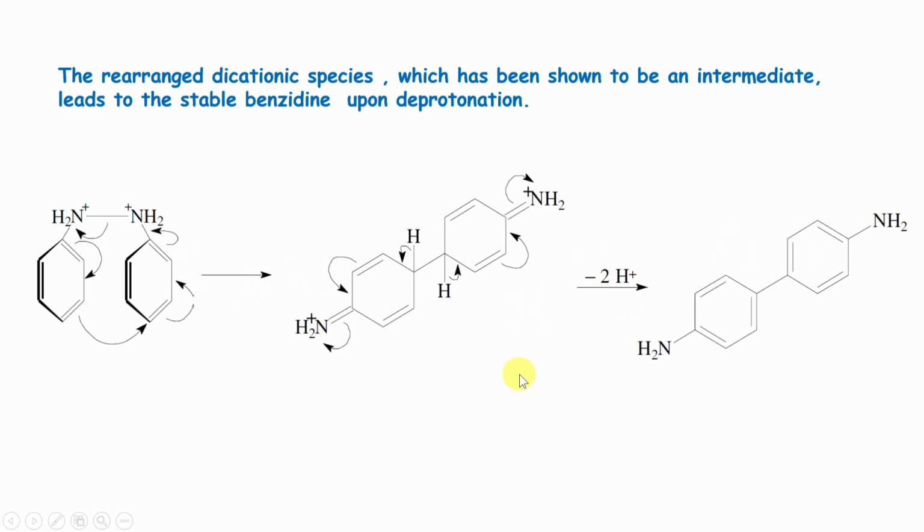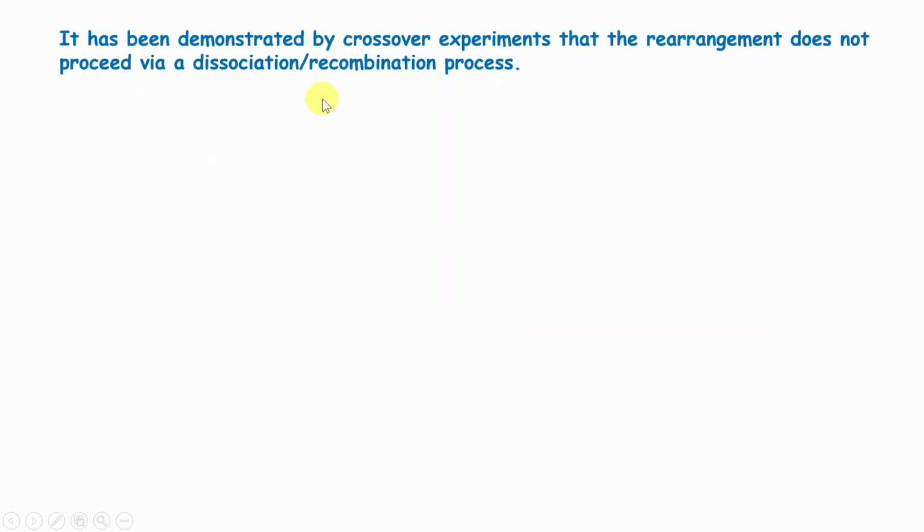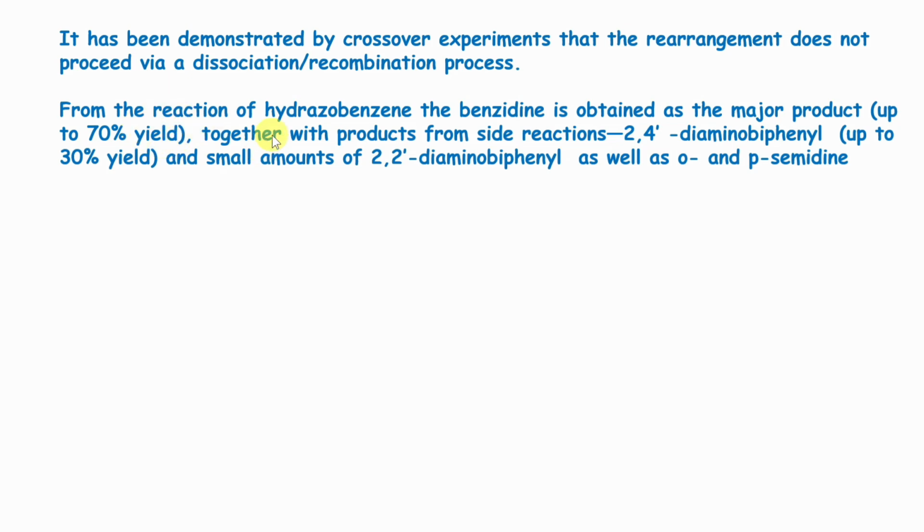That is the mechanism. Okay, it has been demonstrated by crossover experiments that the rearrangement does not proceed via a dissociation or recombination process. From the reaction of hydrazobenzene, the benzidine is obtained as the major product. About 70% of benzidine is obtained by this rearrangement, together with the products from side reactions, for example, you will get 2,4-diamino biphenyl, about 30%, and a small amount of 2,2-diamino biphenyl, as well as ortho and para semidyl.